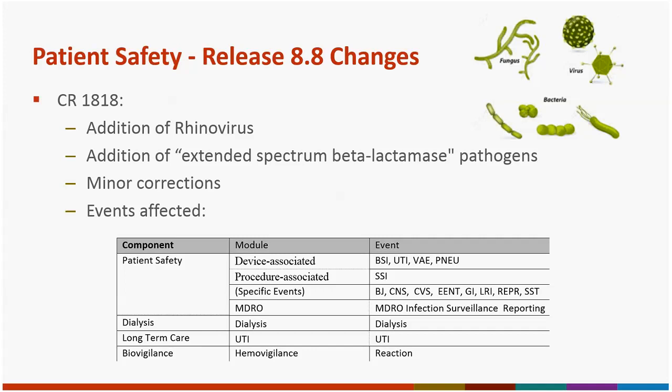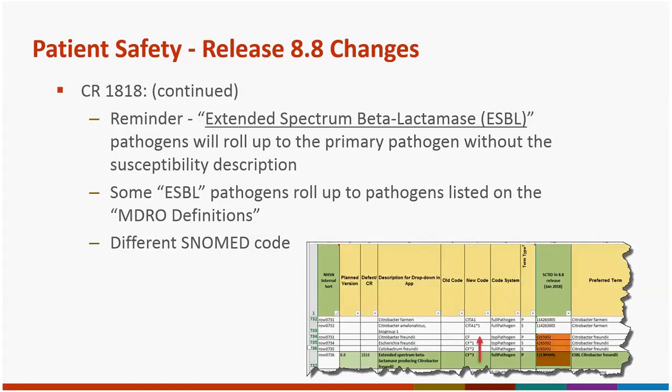Addition of extended spectrum beta-lactamase pathogens. These were mentioned under the AR slides. Some few minor corrections. And the events affected are the ones listed below, plus, it got cut off, but the AR events are also included in this. We also included some of the specific events that are not CDA related, that don't have valid CDAs to import, but I know a lot of y'all will help them with other things than CDA, so hopefully you can update your information. Next slide.